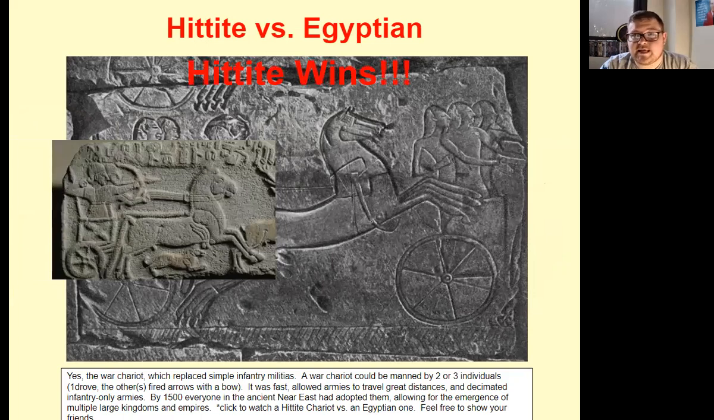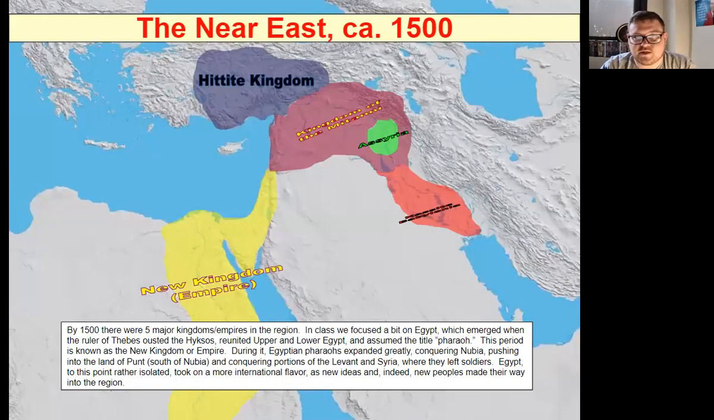The Hittites do win, and they conquer some of Egypt, if you didn't know. By 1500, there are 5 major kingdoms and empires in the region. In this class, we focused a bit on Egypt, which emerged when the ruler of Thebes ousted the Hyksos, reuniting Upper and Lower Egypt and assuming the title Pharaoh.